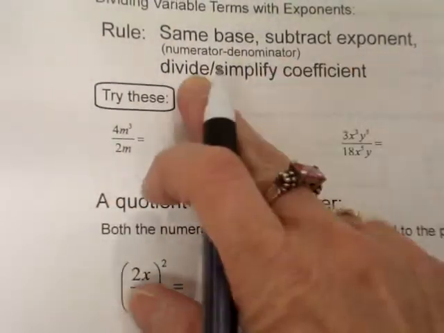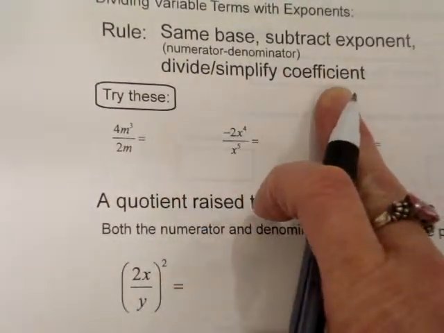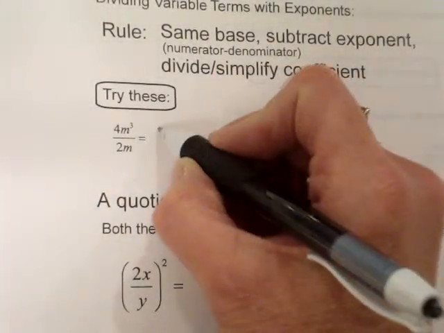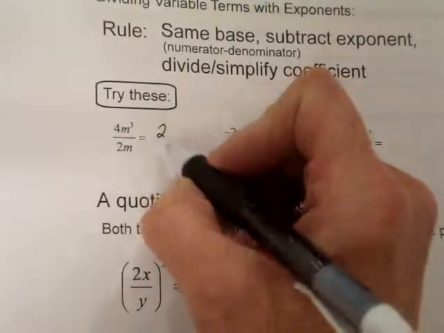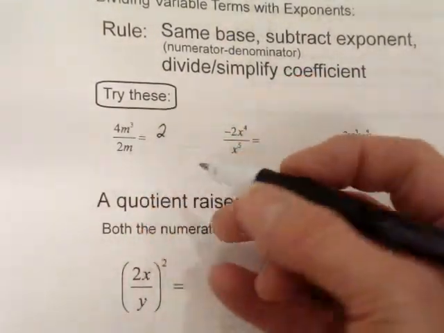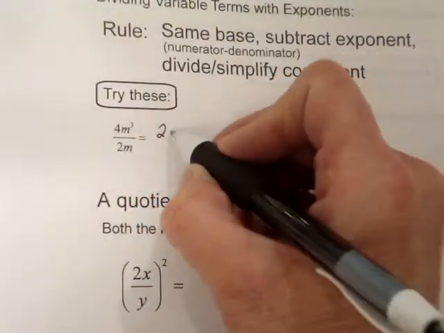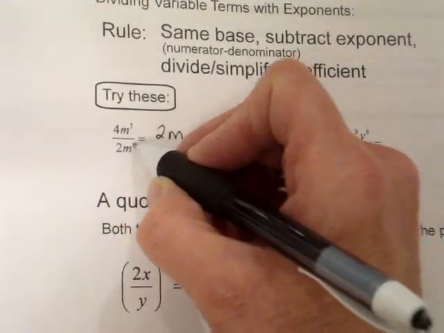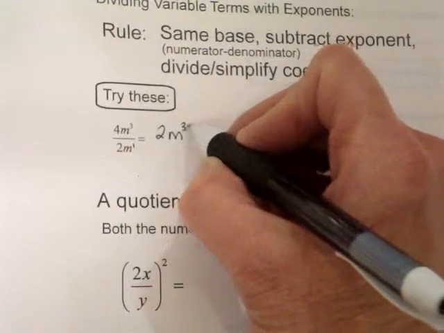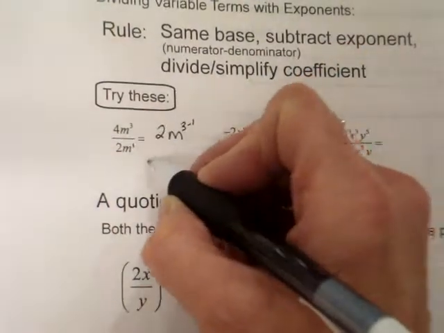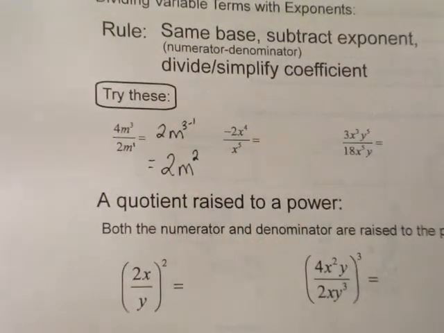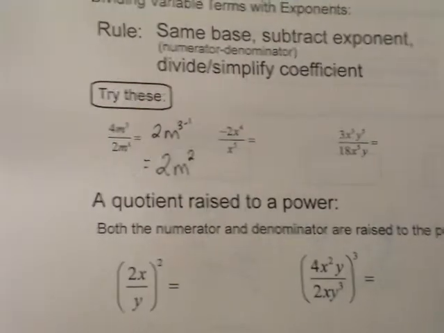So I look at my rule and it says simplify or divide the coefficient. So 4 divided by 2 can be simplified to just a 2 in the numerator. The rule says as long as I have the same base and I have m's, I take the m and I say m, 3 minus 1. Remember, there's an understood 1 here. So it's actually 3 minus 1 like that. And that can be written as 2 times m to the second power, or m squared.